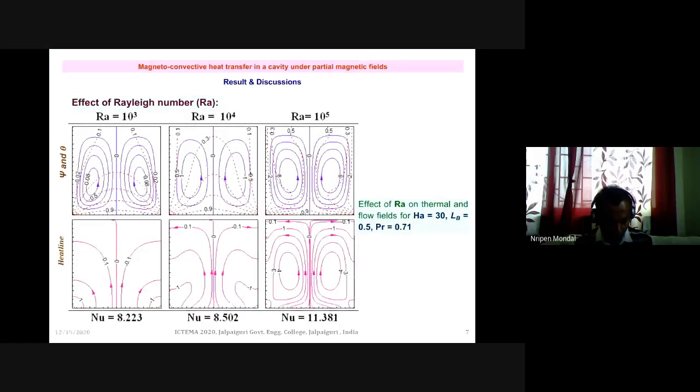From the analysis point of view, we have presented first the effect of Rayleigh number. For understanding this Rayleigh number, we have presented here the combined plot of streamline and isotherm.